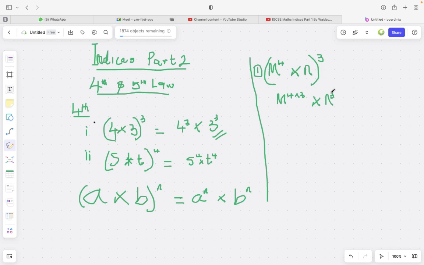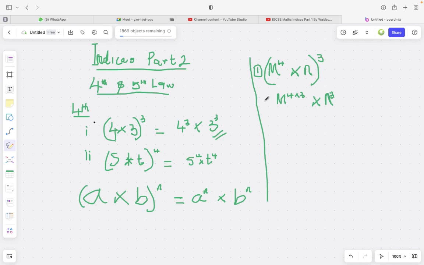Okay? Because n is power 1, 1 times 3 is 3. So that's why we have n to the power of 3 here.